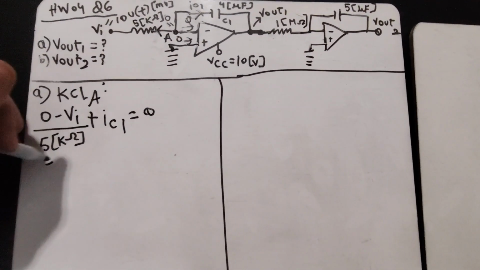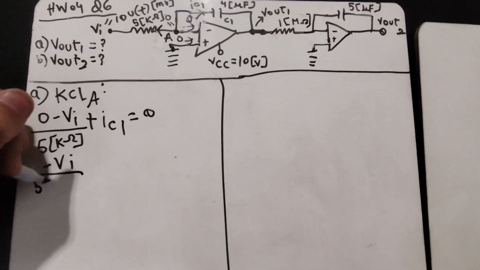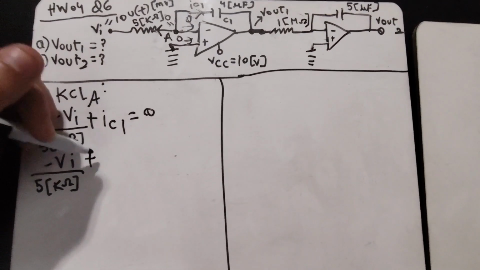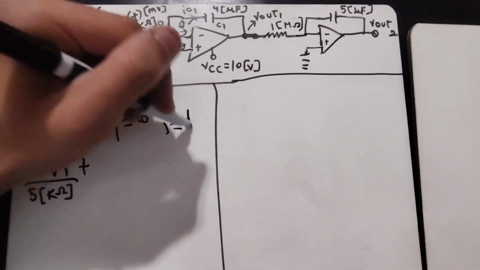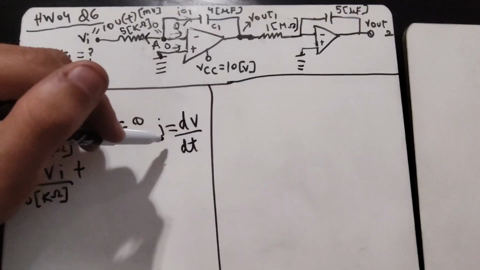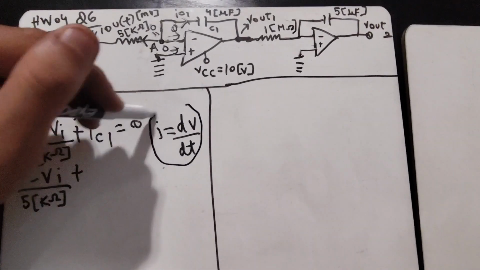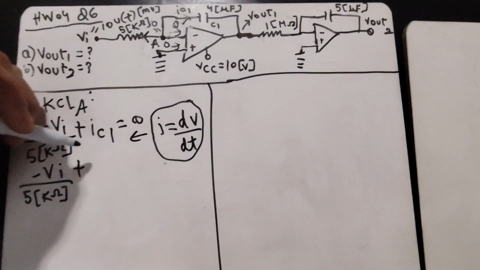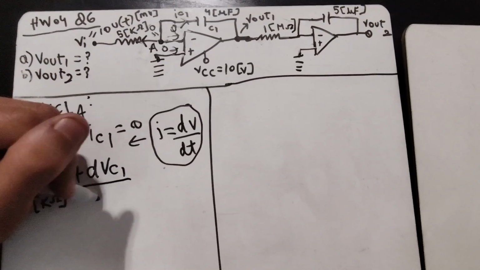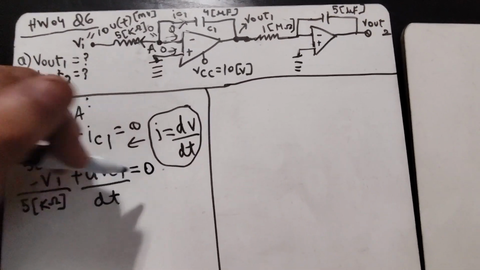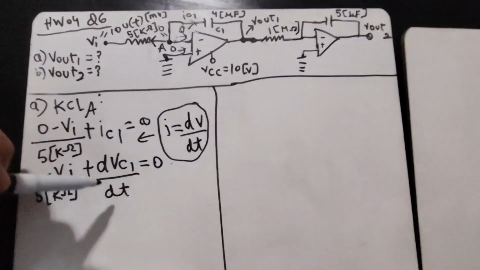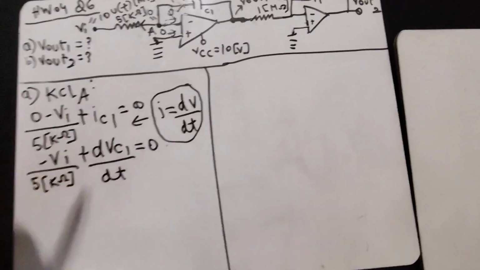We can write this like so, and we know that I equals C dV over dt for a capacitor. So IC1 we can write as C dVC1 over dt, equals 0, the derivative of the voltage across the capacitor over dt.